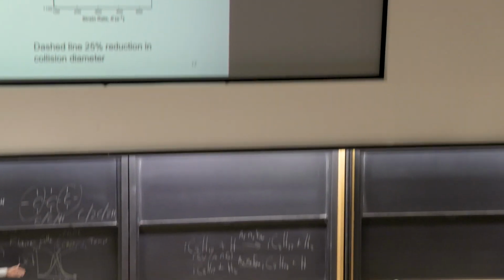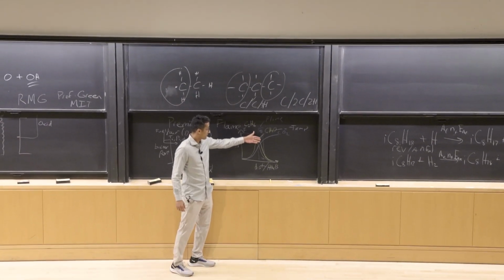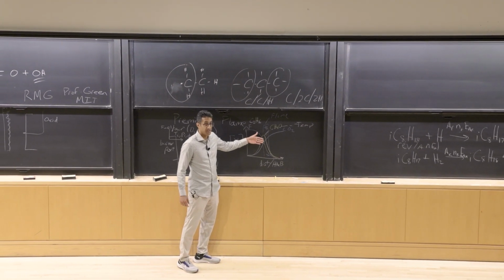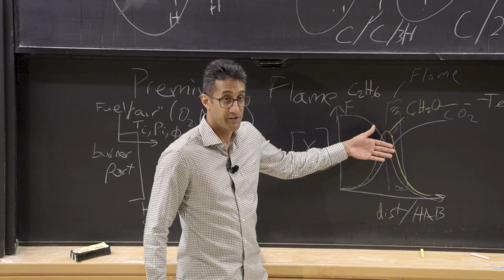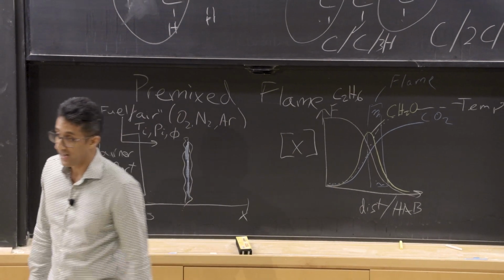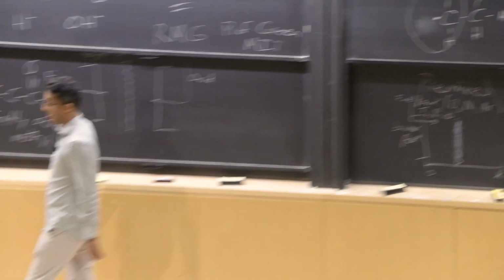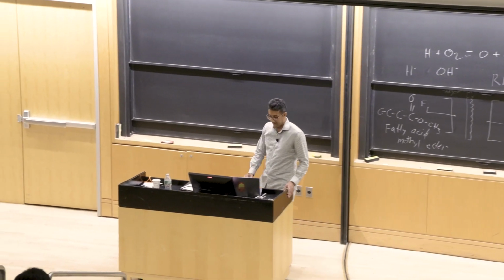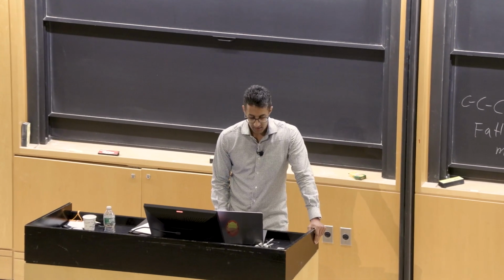For example, species concentrations here. The species concentration of formaldehyde will be sensitive to the binary diffusion coefficients of formaldehyde inside of your system. Again, it depends on what you're trying to predict. Here on the right is ignition.